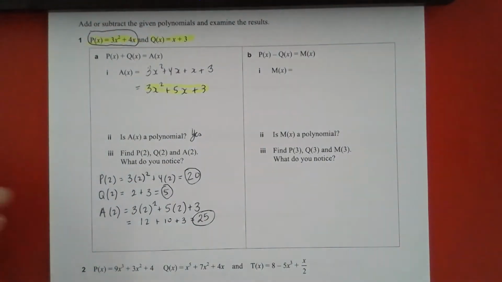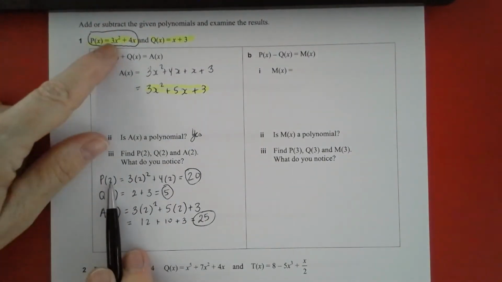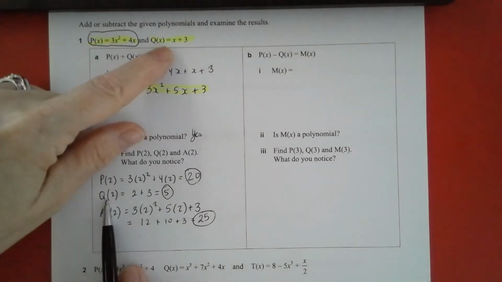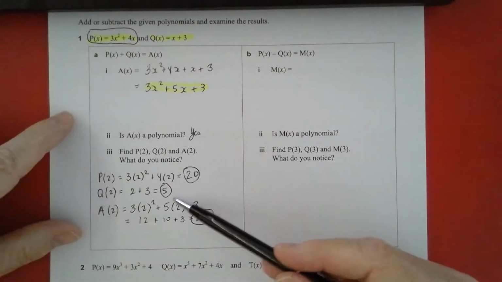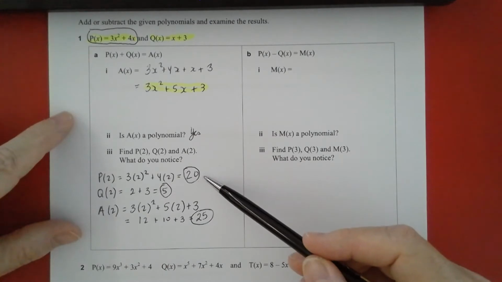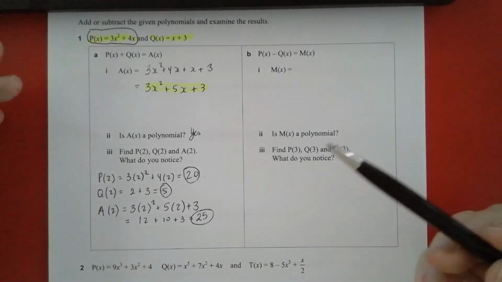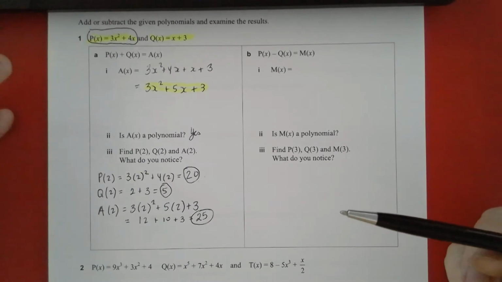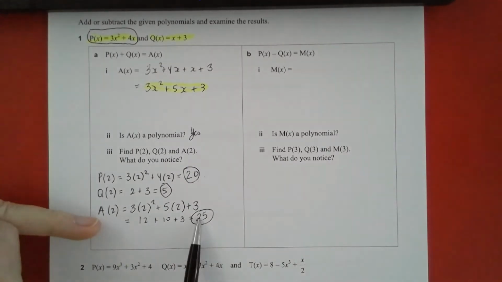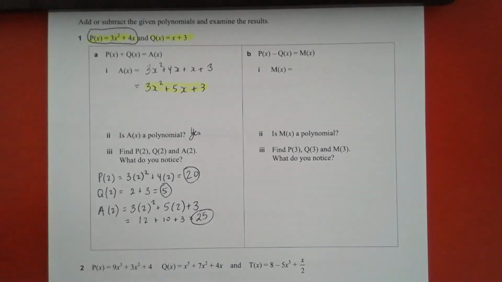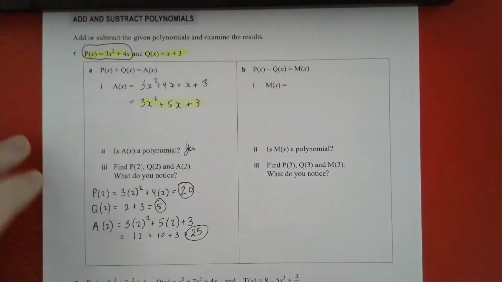Okay, so I've evaluated all those by putting the 2 in for the x for p, for q, and for a. And then what do you notice? It's the sum of these, right? So the general rule is when you have two polynomials and you add them up, the polynomial that you get is really equivalent to those two added up. No matter what I put in, they're just going to add to that.